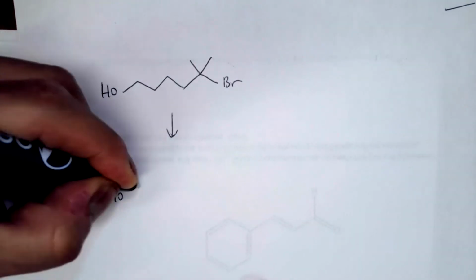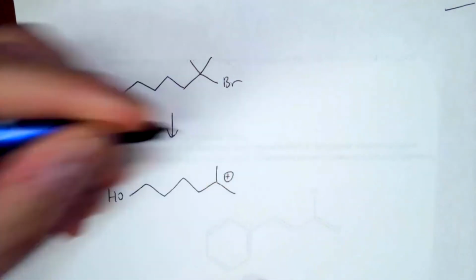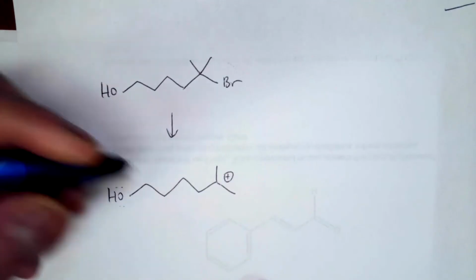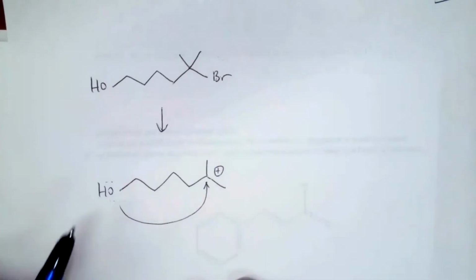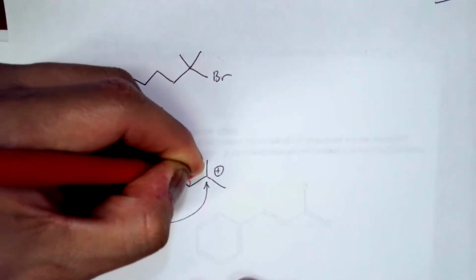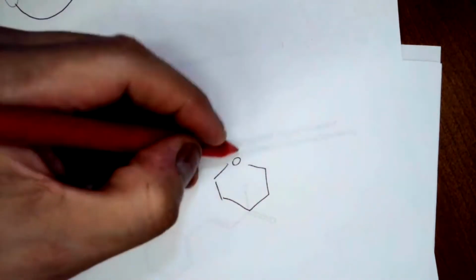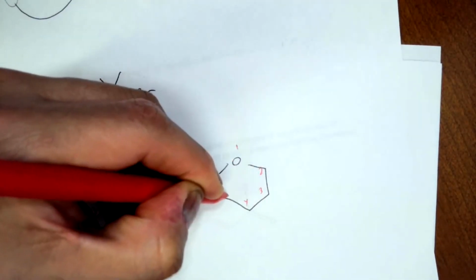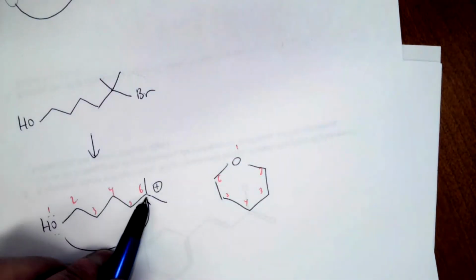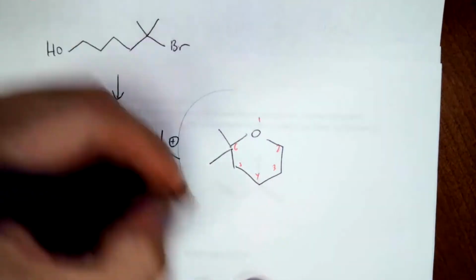So really, the first step here would be the dissociation, and then it attacks. In this case it is 1, 2, 3, 4, 5, 6. Carbon number 6 has 2 methyls. And that's how you get the product.